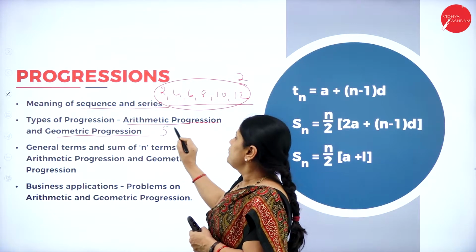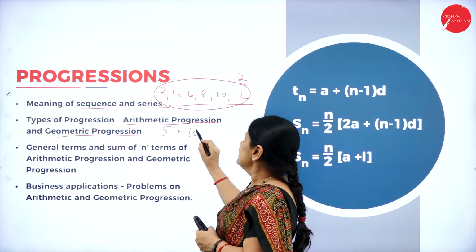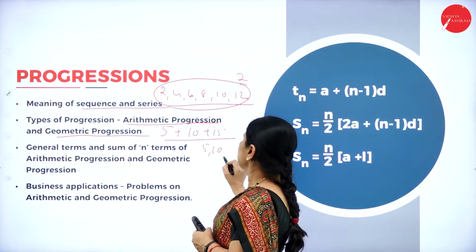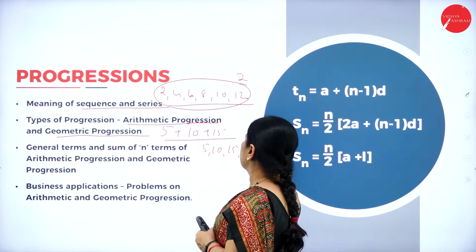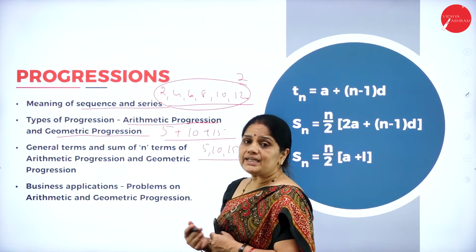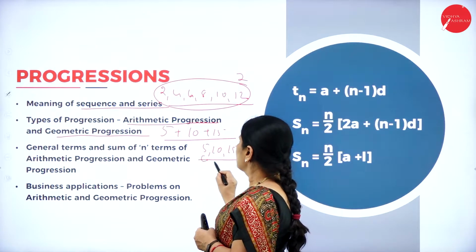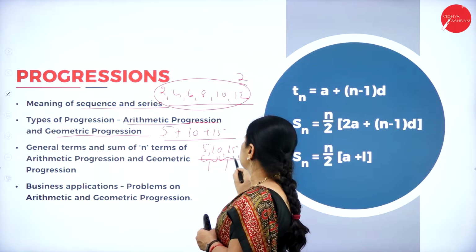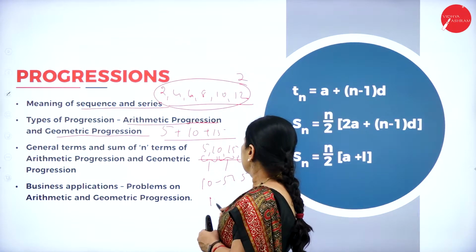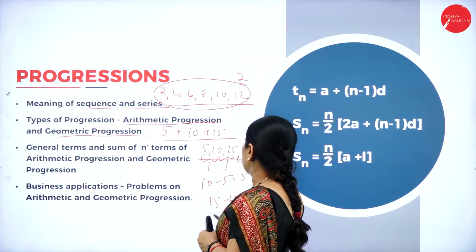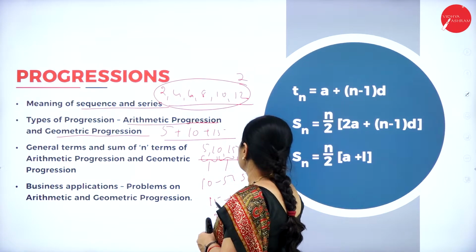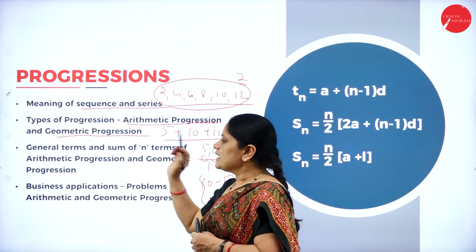Suppose I tell you 5 plus 10 plus 15. So 5, 10, 15, 20, 25. This we can call an arithmetic progression. Why is it an arithmetic progression? Because the common difference between the two numbers is the same. Suppose I deduct 10 minus 5, I get 5. 15 minus 10, again I am getting 5. 20 minus 15, again I am getting 5. So all these we call arithmetic progression.